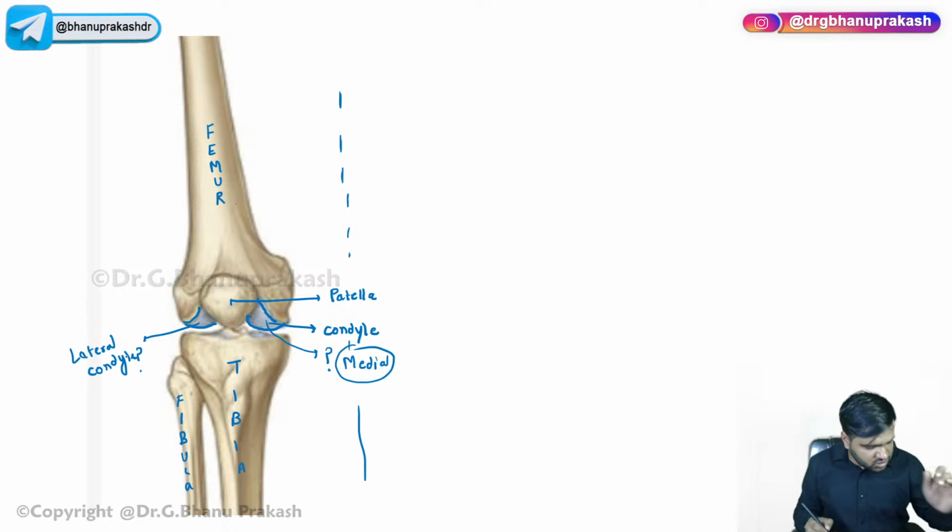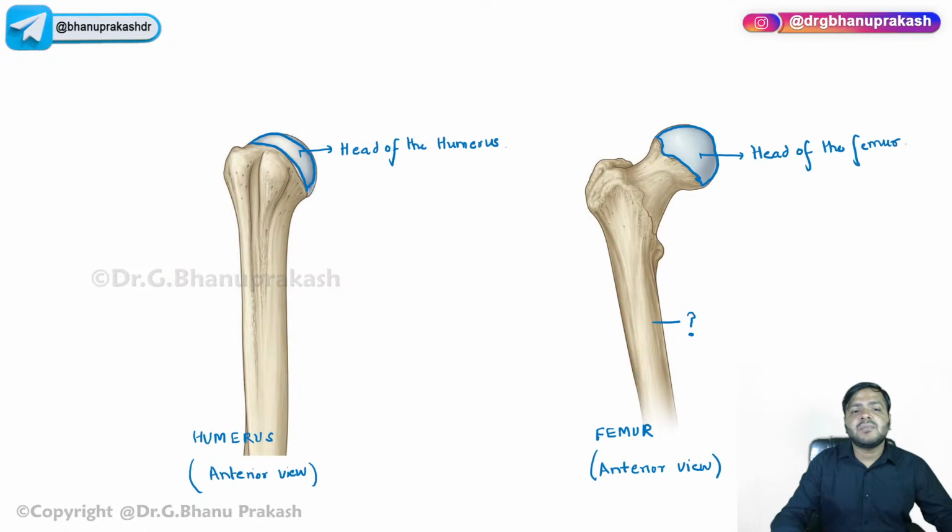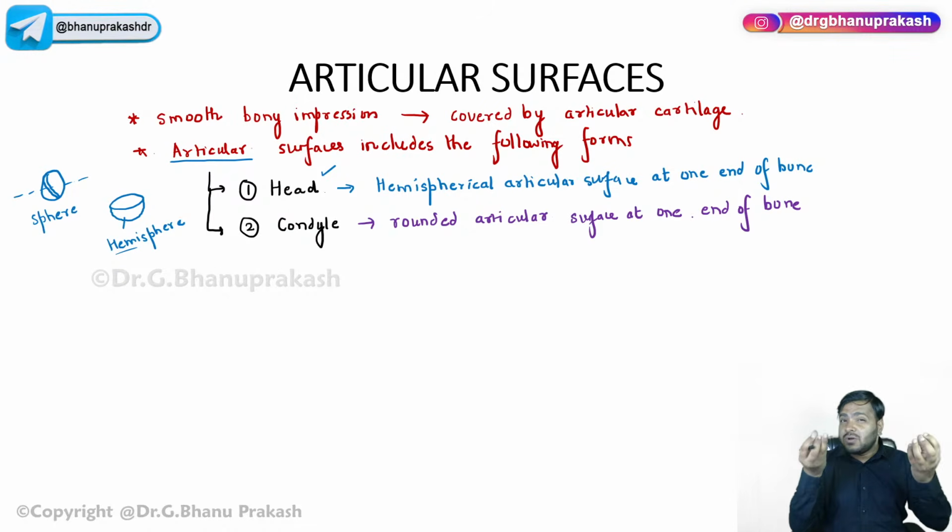Condyle means nothing else. Yes, Saurabh, Sanju, Heena Kaushal, you guys are right. Condyle means nothing else. It is the rounded articular part. Articular means it will form the joint at one end of the bone, right? Now coming on to the next part, guys.